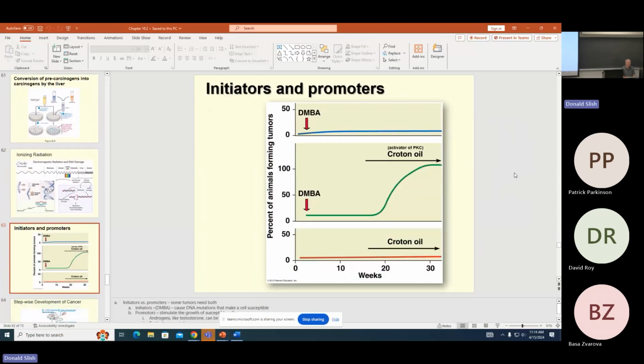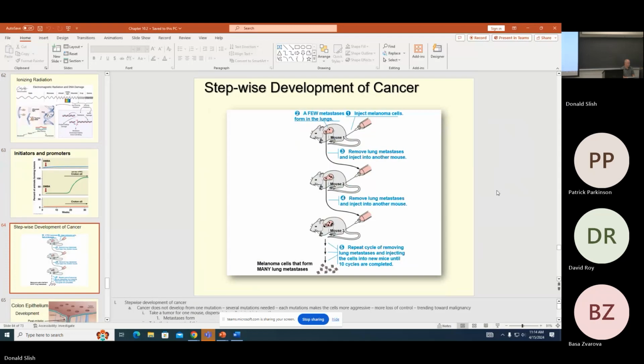And then there are two different kinds of carcinogens: initiators and promoters. Initiators cause the DNA damage that turns certain genes on. And then the promoter, together with the initiator, can cause cancer to grow. Stepwise development of cancer: typically, one or two mutations in a cell isn't going to make an incredibly aggressive cancer. But if the cancer is allowed to grow and grow, because it's lost a lot of caretaker genes, you get more and more DNA mutations, and you get more and more aggressive cancers.